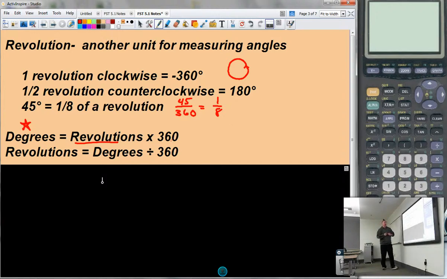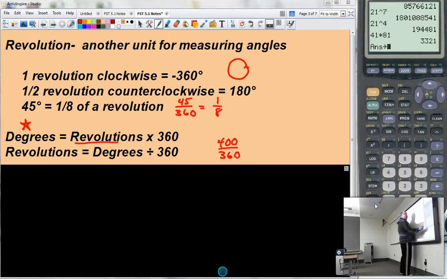That's going to tell me how many revolutions. So if I have 400 degrees, 400 divided by 360.